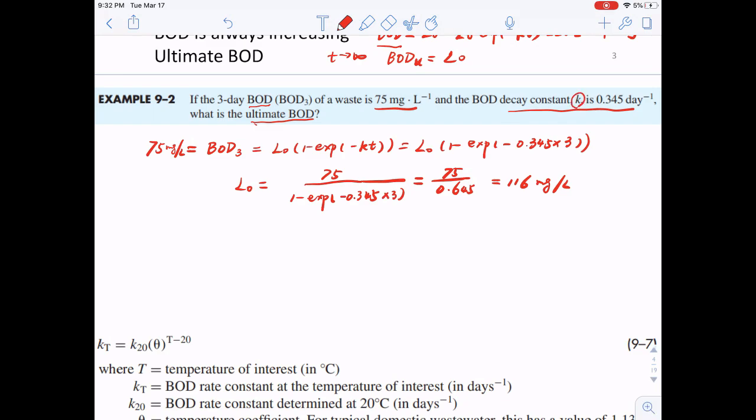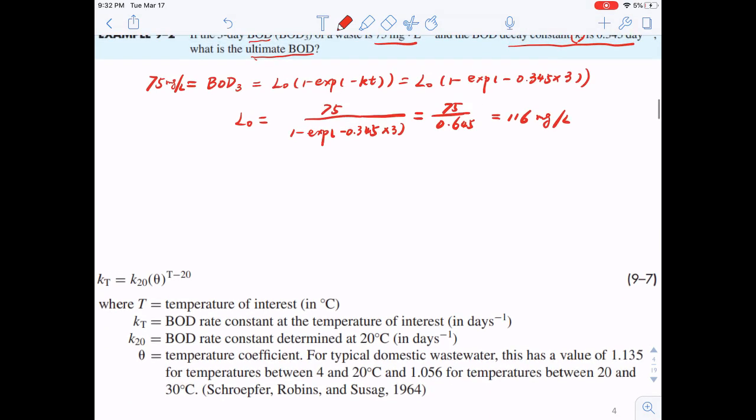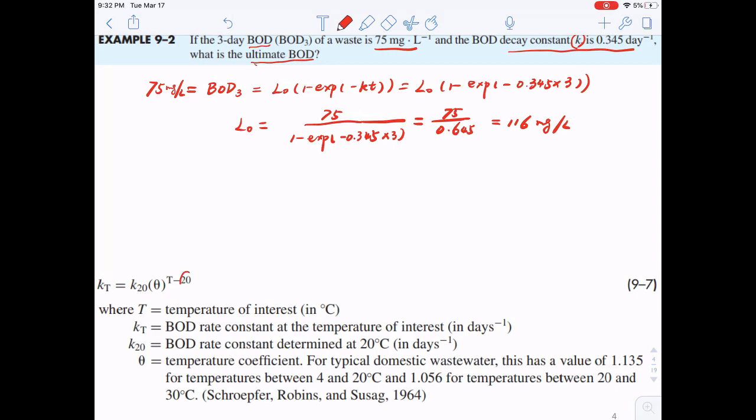One thing we need to pay attention to is this reaction rate. The reaction rate is typically assumed to have a value at 20 Celsius. But as we have introduced before, the higher the temperature, the higher the reaction rate. Because of that, the reaction rate can be calculated based on the relationship shown here. If we have a temperature higher than 20 Celsius, then we can use this relationship to calculate the reaction rate.